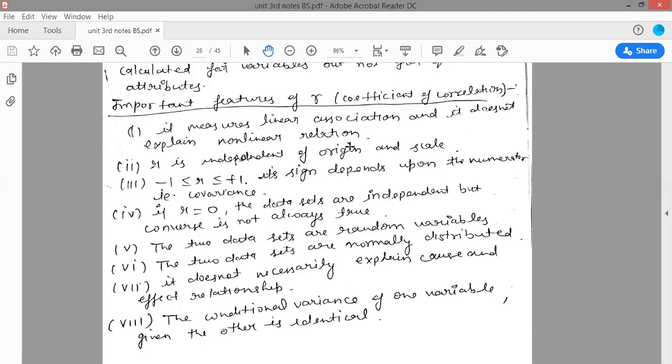Fourth point, if r is equal to 0, that means there is no correlation. So data sets are independent. That means if you are getting your correlation 0, that means data sets are independent. Means कोई relation है ही नहीं इन सबके बीच में. But हम ये नहीं कह सकते कि अगर हमारे वेरिएबल्स इंडिपेंडेंट है तो हमारा कार्ल पियर्सन 0 होगा. Next point, the two data sets are random variables. Sixth point, the two data sets are normally distributed. It does not necessarily explain cause and effect relationship. The conditional variance of one variable given the other is identical.